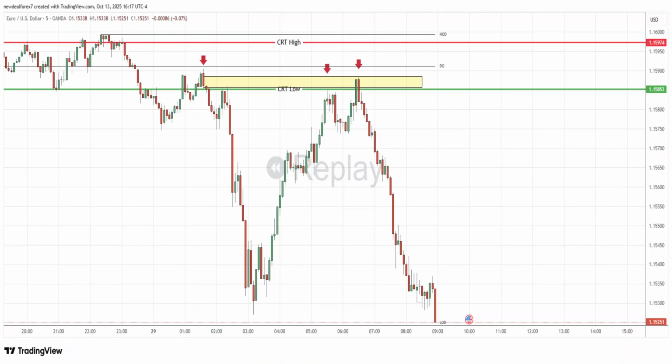So one main tip, you want your swing highs to be as close to the high of the day as possible, or as close to the daily open as possible.